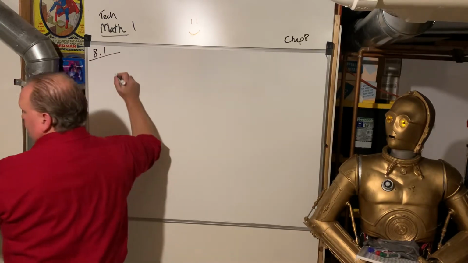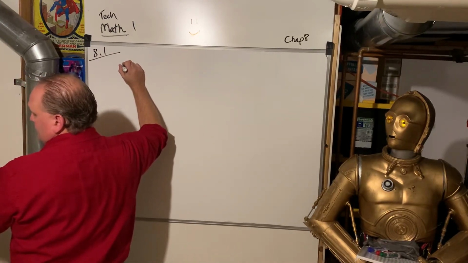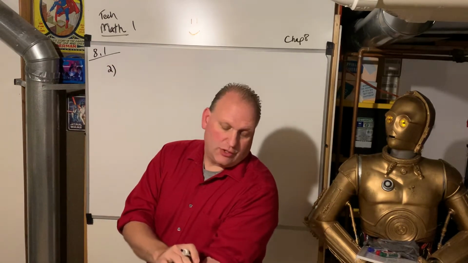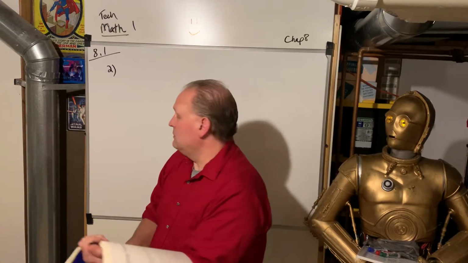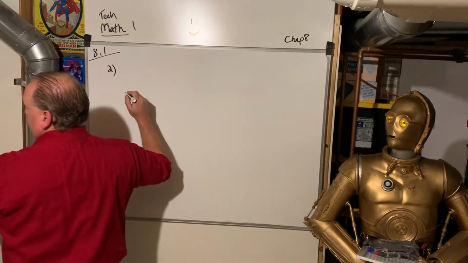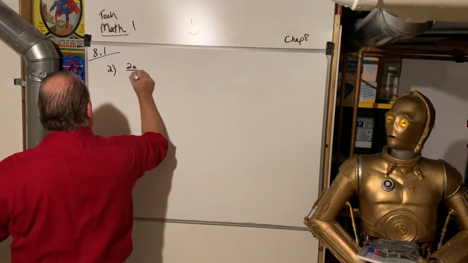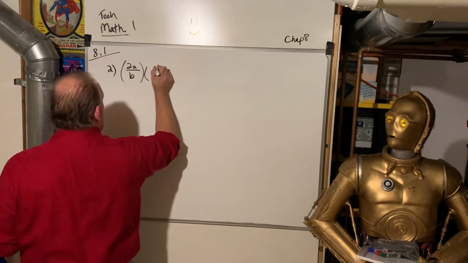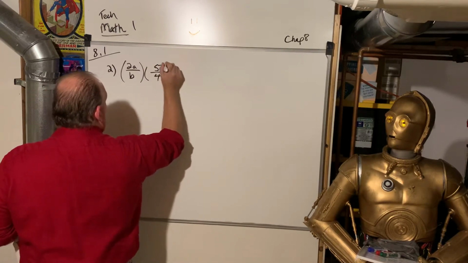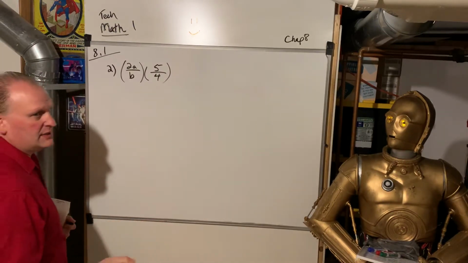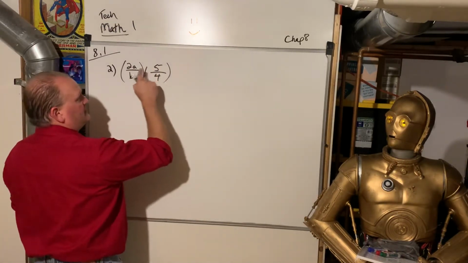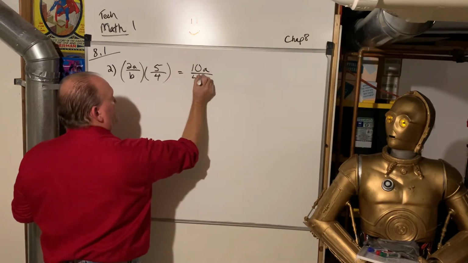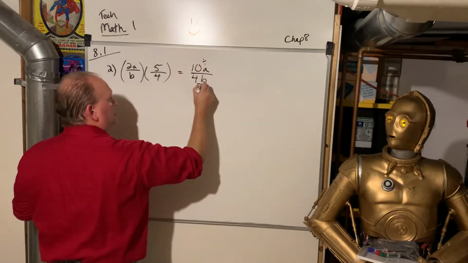So algebraic fractions, what that looks like is this. Look at number 2 in the blue book, page 326. So we got 2a over b times 5 over 4. When you are multiplying fractions, it's just numerator times numerator, denominator times denominator. Tops and tops, bottom times bottom, reduce. So 10a over 4b, and then we reduce the numbers.